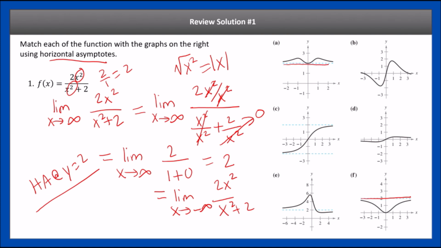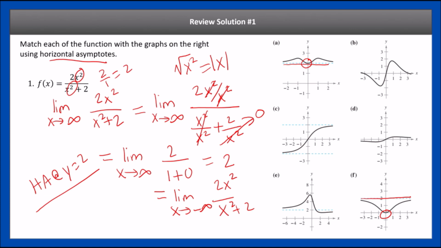This one has a horizontal asymptote of 2 right there, right? So which one is it? Is it A or is it F? Well, okay, let's look at the y-intercept. We notice that the y-intercept here is 2 because that's where it crosses the y-axis. The y-intercept here is 0, so does it start at the origin? The answer is it does start at the origin.